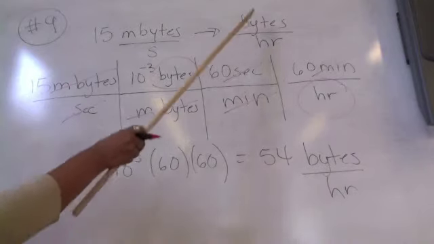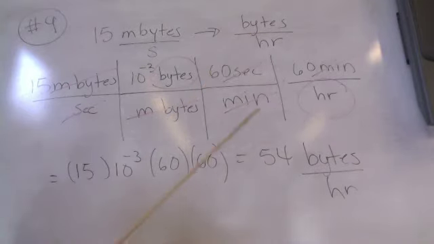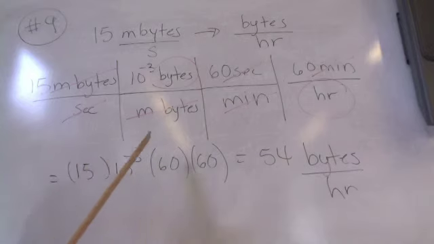Bytes per hour is what I want, so all I have to do is take 15 times 10 to the minus 3 times 60 times 60. Everything in the denominator is really 1, so I don't have to divide. And I get 54 bytes per hour.